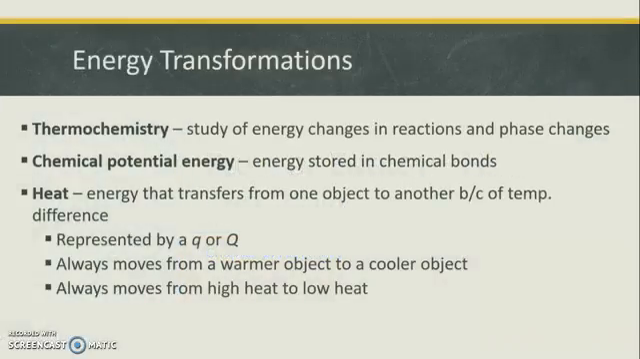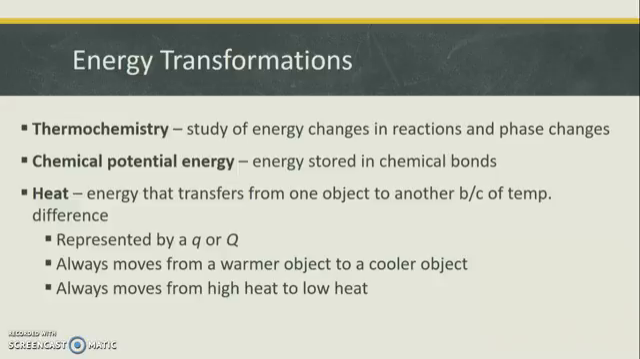First thing we're going to do is look at a bunch of definitions here. We have thermochemistry, which is the study of energy changes in reactions and phase changes. We just finished talking about the phase changes, about freezing, melting, sublimation, deposition, and vaporization and condensation. And we're going to look more closely at those in this chapter, specifically about the energy changes that are taking place.